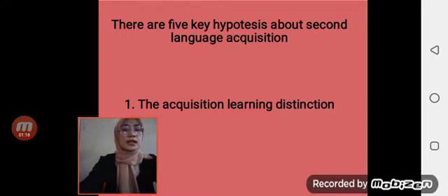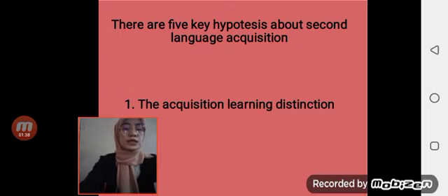And the second is language learning. On the other hand, refers to the conscious knowledge of a second language, knowing the rules, being aware of them, and being able to talk about them. Thus, language learning can be compared to learning about the language.